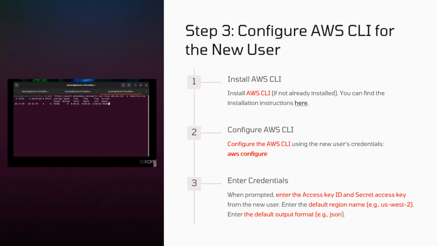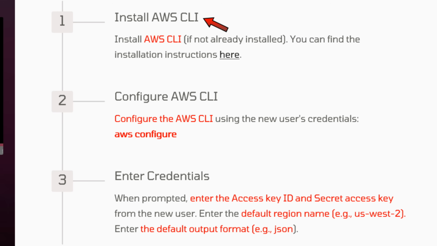Step 3 is we have to configure AWS CLI for the newly created user. First we have to install AWS CLI if it is not already installed. I have already installed it on my system. If you want to learn how to install AWS CLI on your system, then check the link in the video description. Next we have to configure AWS CLI using the command aws configure. When you enter this command, it will ask for the access key ID, secret access key, default region name and default output format.